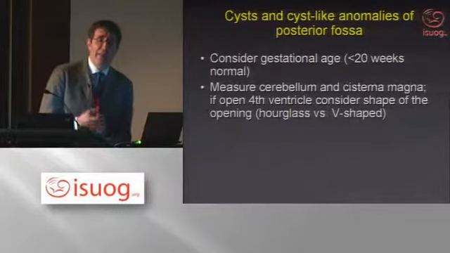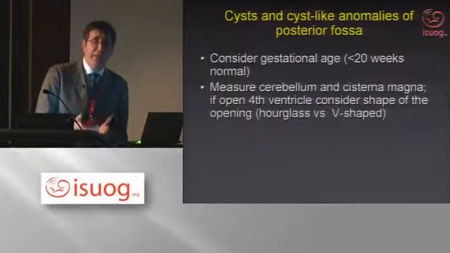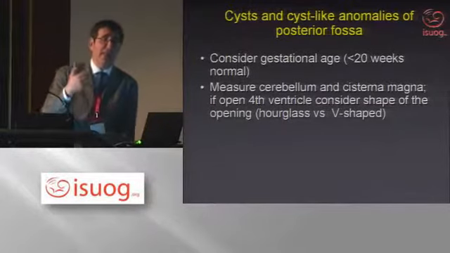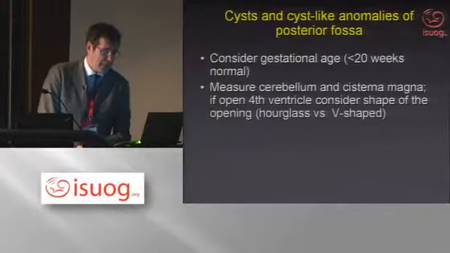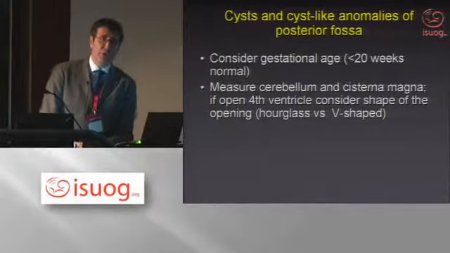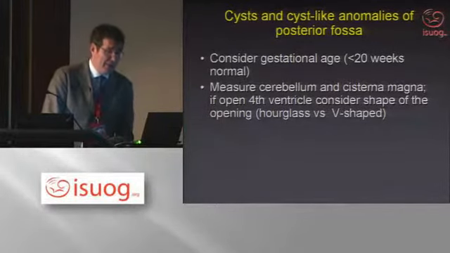An open fourth ventricle at 16 weeks is normal. You should not even tell the patient. Of course, that patient will have to be scanned at 20 weeks like any other. When you have one of those conditions, you should measure the cerebellum and the cisterna magna.